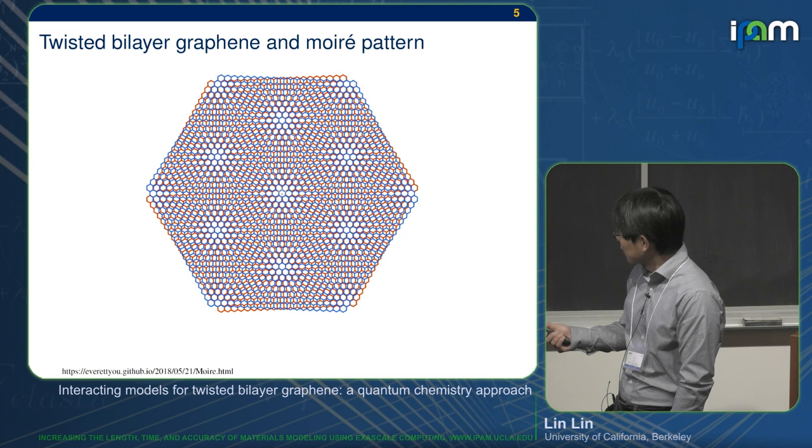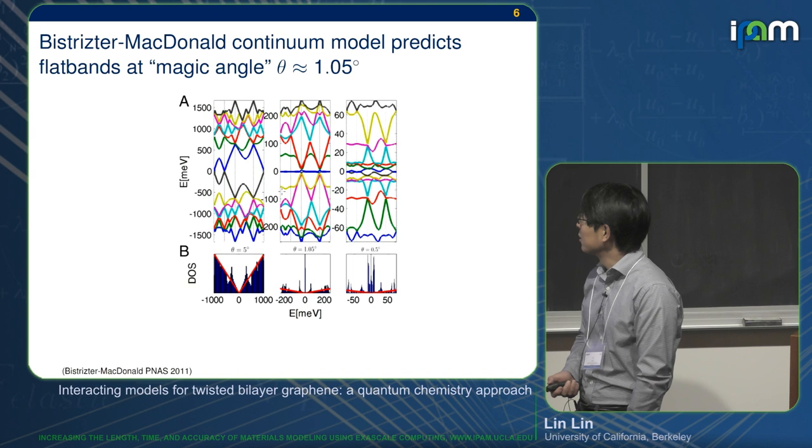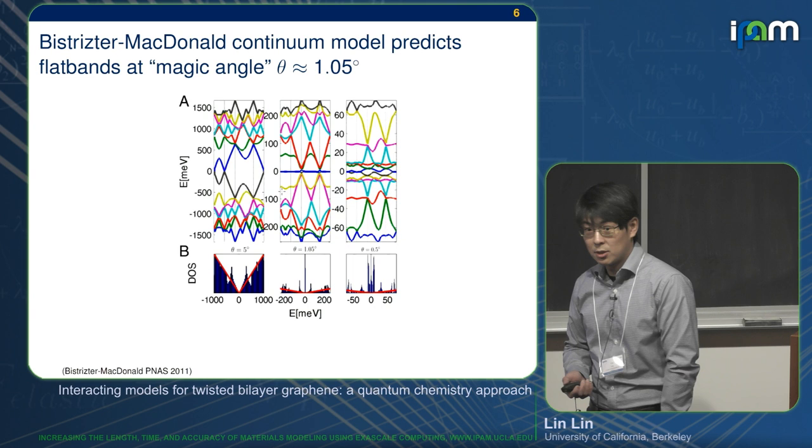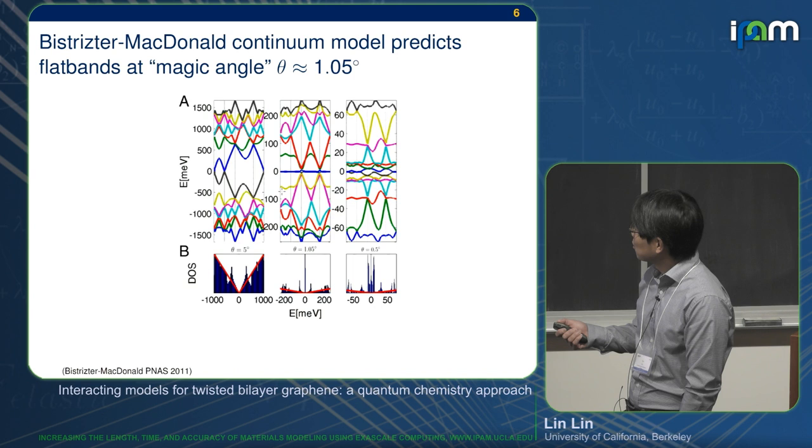But then in 2011, Bistritzer and MacDonald proposed a continuum model to investigate the electronic structure of this twisted bilayer graphene. In particular, you see that at some so-called magic angle, theta around 1.05 degrees, there are some flat bands emerging. So how do you see those are flat bands?